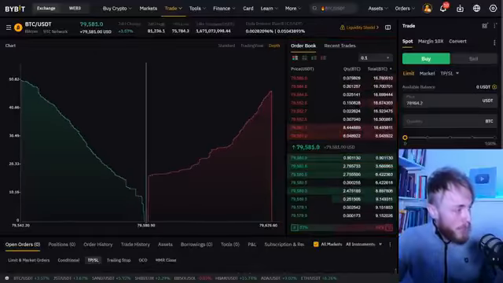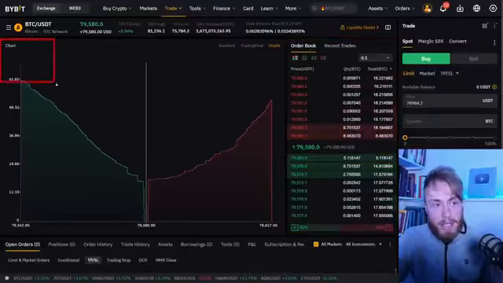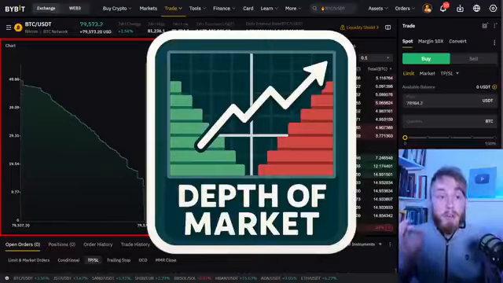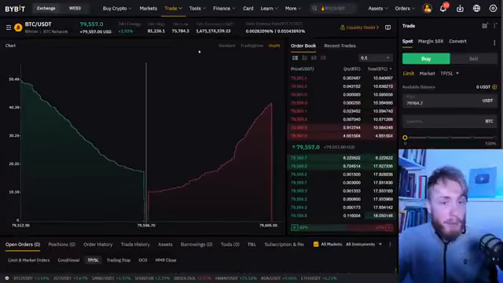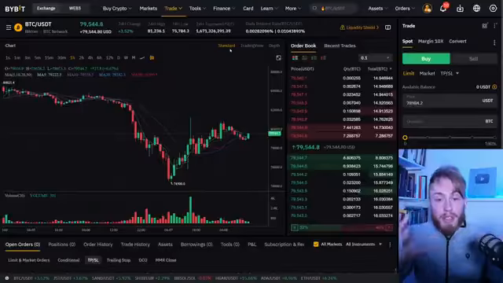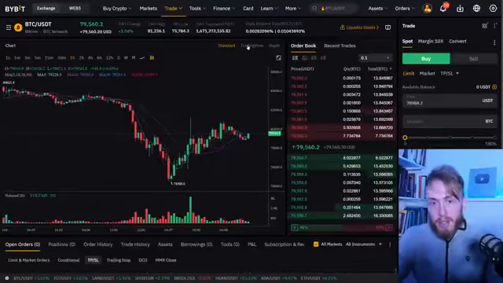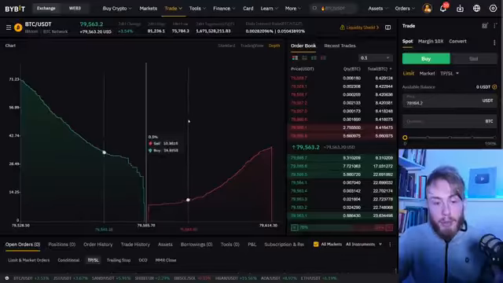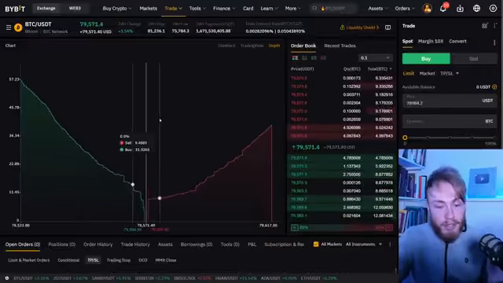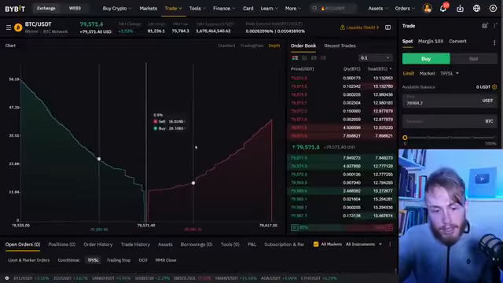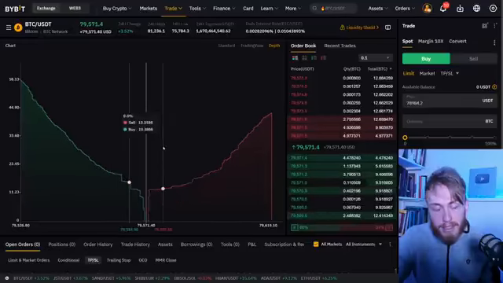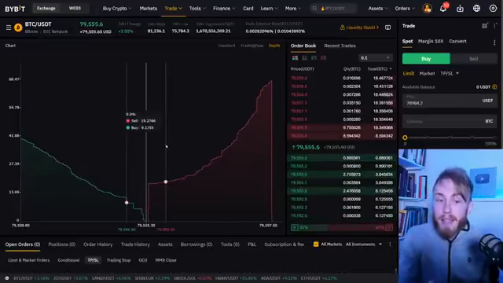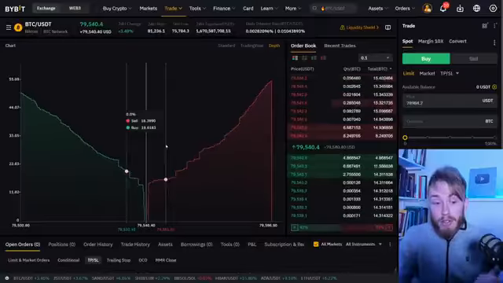But what you can also see right here, and this is actually a very useful tool, is what is known as the depth of market. If you are in Bybit and want to get to this one, the standard view will look like this. This is just a candlestick chart, and you can find the depth of market right here. Now you might wonder, what is the depth of market? Well, when you scroll in the depth of market, you can see different price levels, and you can also see how many buy and sell orders are on these different levels.